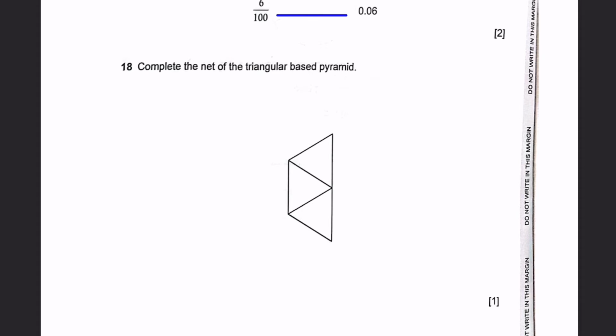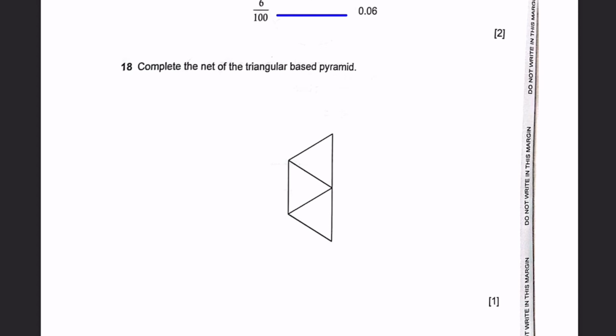Question 18. Complete the net of the triangular base pyramid. So a triangular base pyramid has 1 triangular base and 3 triangular sides. So 4 sides. And the base in the net will be the middle triangle out of 4. So the triangle base pyramid has a net like this. And the middle one over here is the base, the one which I've shaded. The others will be folded upwards to form the 3 side triangles, right?